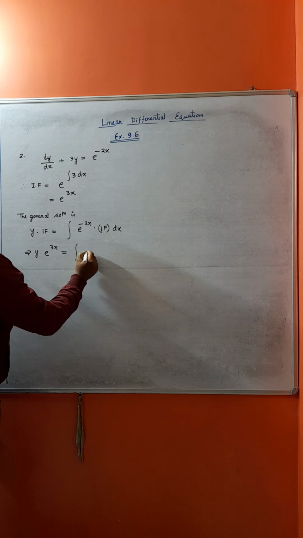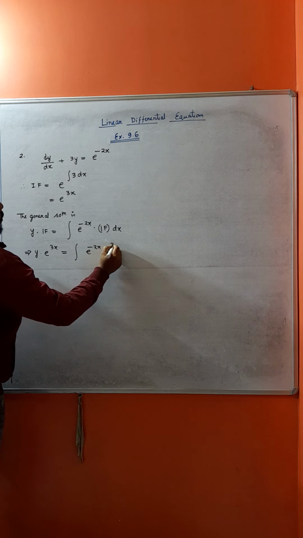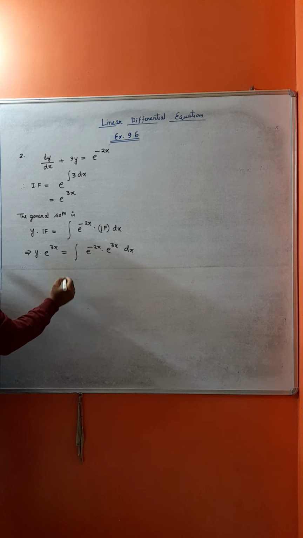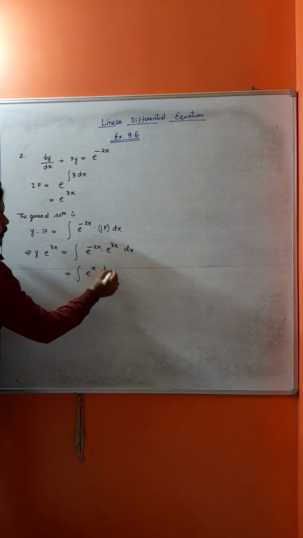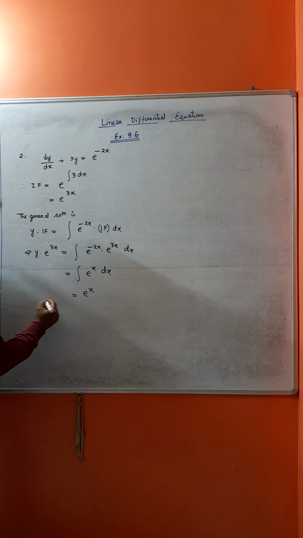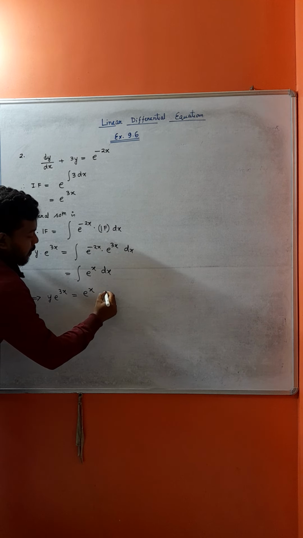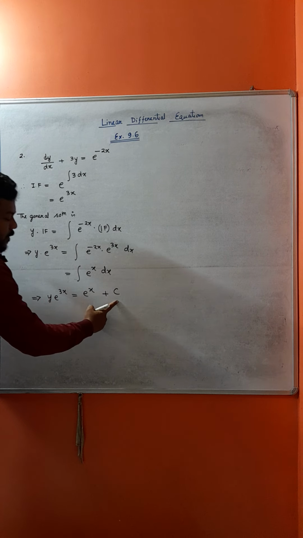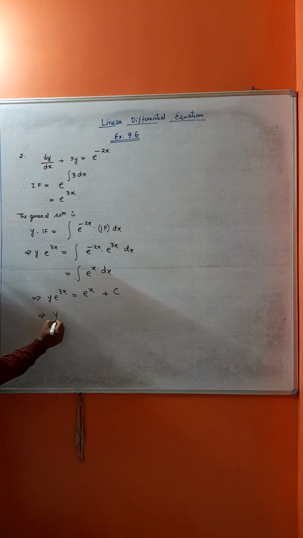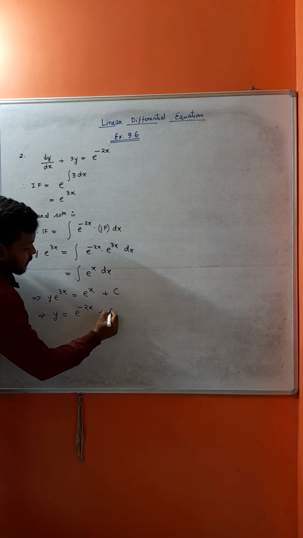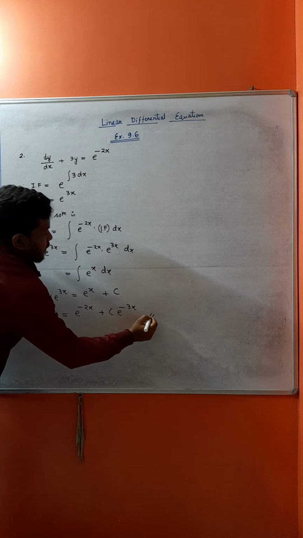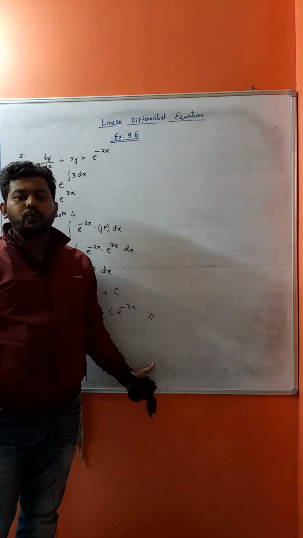On the right side, e to the power minus 2x into e to the power 3x dx. Integrate this. This is e to the power 3x, e to the power minus 2x, so 3x minus 2x, e to the power x. Now integrate this, we get e to the power x. So we get y into e to the power 3x is equal to e to the power x plus a constant c. This is an arbitrary constant. So y is equal to, if you divide by this, e to the power minus 2x plus c into e to the power minus 3x. This is the solution of question number 2.